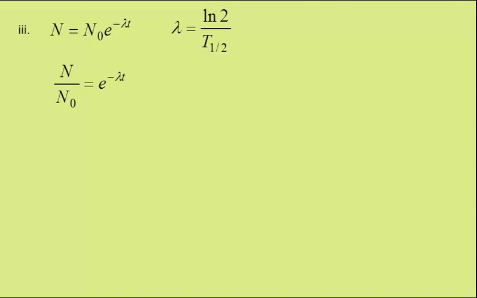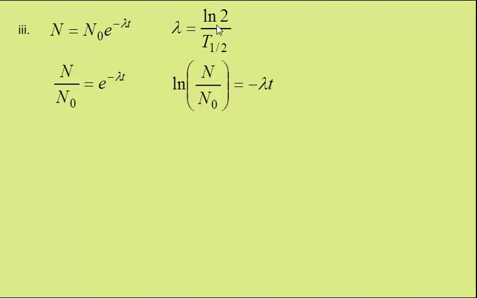In part 3, we need to calculate t in years. Well, the number of atoms is the number of atoms at the start times e to the minus lambda t, where lambda is the decay constant. Lambda is given by the natural log of 2 over the half-life, and so rearranging gives this expression. We can then take natural logs of both sides, and the natural log of e to a power is just the power.